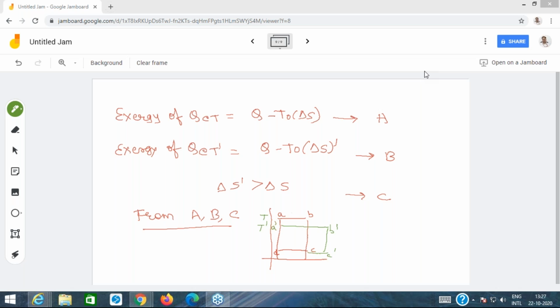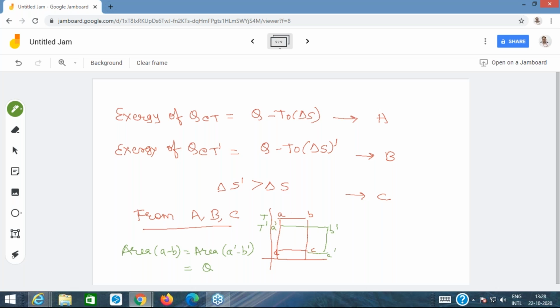So we need to draw this in a manner that is geometrically correct. Area under A to B has to be equal to area under A dash B dash, which has to be equal to Q, which has to be equal to the area of a rectangle, which is nothing but T into delta S, or T dash into delta S dash.